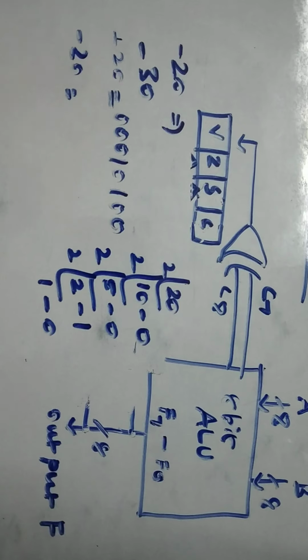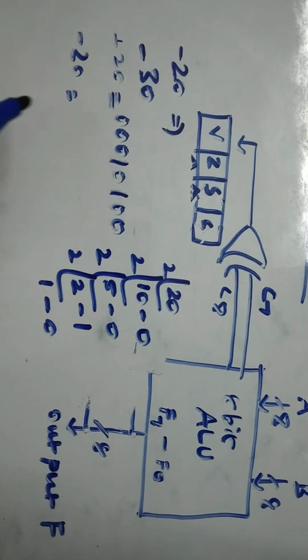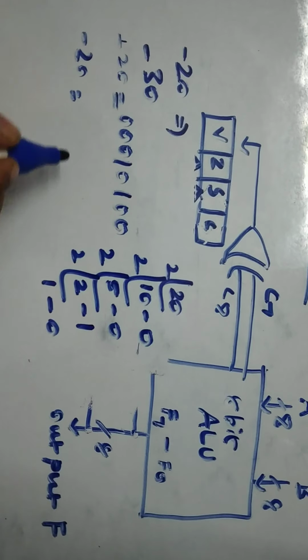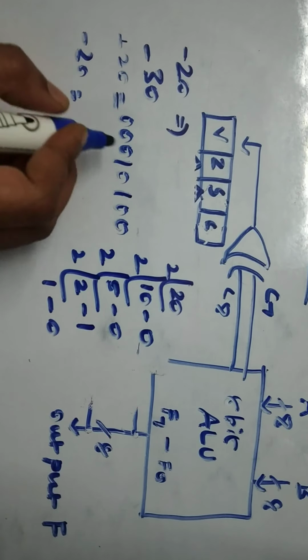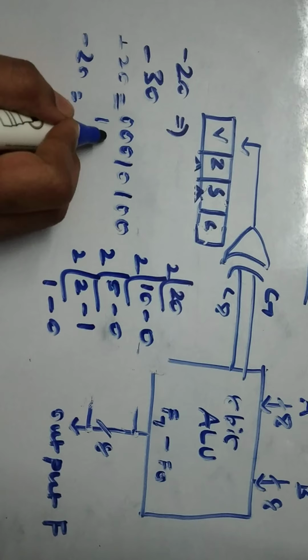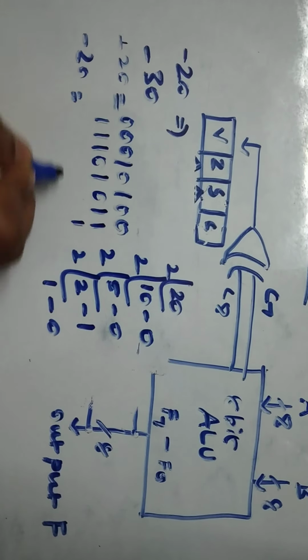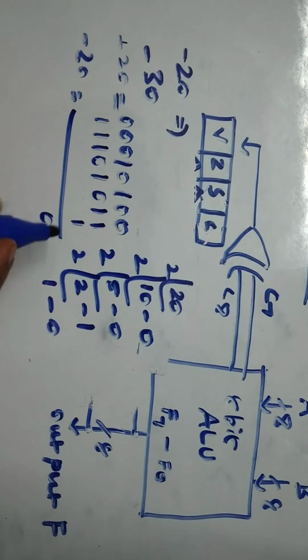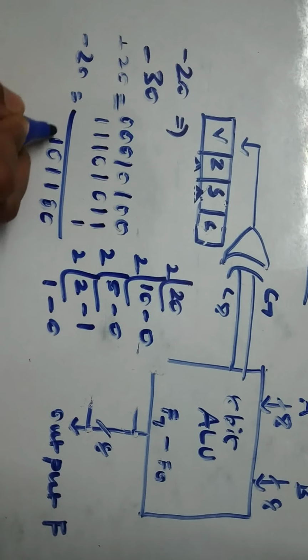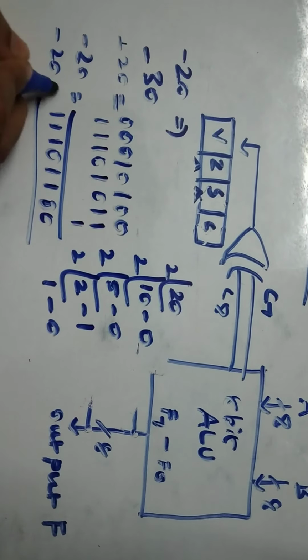We can represent a negative number in 3 formats: one is sign magnitude, another is signed 1's complement, and another is signed 2's complement. Let us see the signed 2's complement format. Taking the 2's complement of the given input: the 1's complement is 1 1 1 0 1 0 1 1, and adding 1 to that, we get 1 1 1 0 1 1 0 0. So this is the value for minus 20.